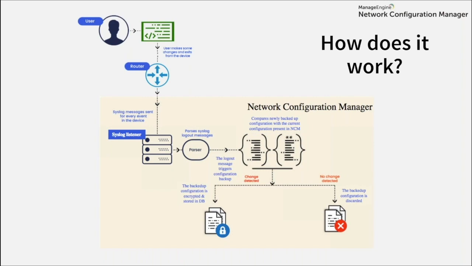So this is how it works in detail. The user first logs into the device, makes some kind of change, and logs out of the device. The syslog messages are sent for every event in the device. So the syslog listener continuously listens for a logout message. So once the logout message is found, NCM immediately compares the latest version of the configuration with the previous version of the configuration. And if a change is found, if the user had made any kind of change, a change is immediately detected and the configuration file is backed up and stored in the database. And if it is not, the latest configuration file is discarded.